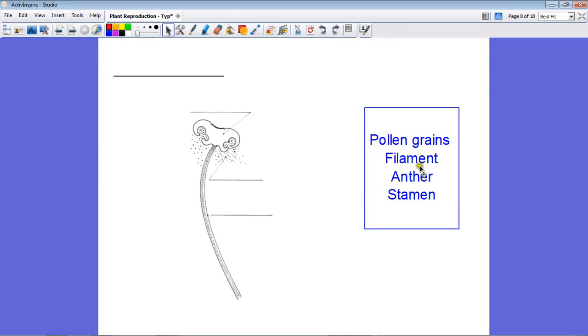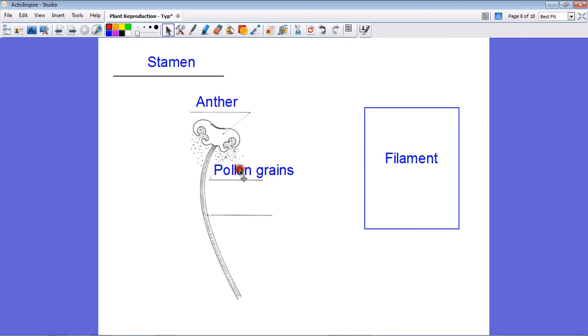So if we wanted to label this, the male part of the flower is the stamen. Notice the word men. That can help you remember that the male part of the flower is the stamen. This top part would be the anther. These little parts here are the pollen grains, and this long stalk is the filament.